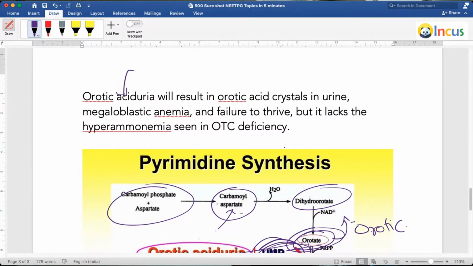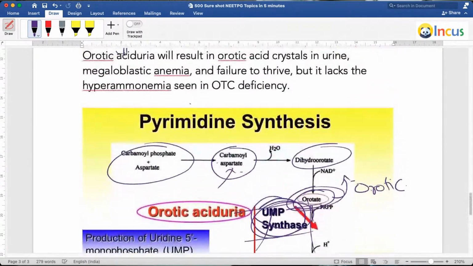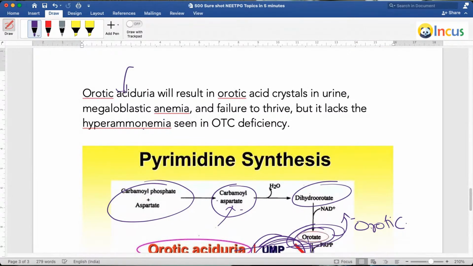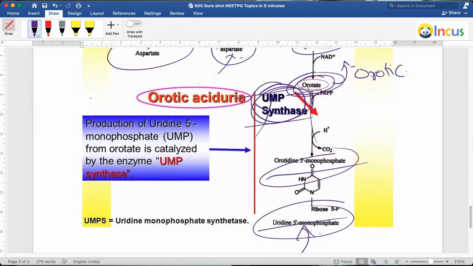So what do you have instead? You don't have pyrimidines produced. If pyrimidine is not there, DNA cannot be produced. If the DNA is not there, megaloblastic anemia will be there. So that is the reason orotic aciduria presents with megaloblastic anemia, failure to thrive. But hyperammonemia, which you see in OTC deficiency, is not a feature of orotic aciduria. This is what you need to remember.